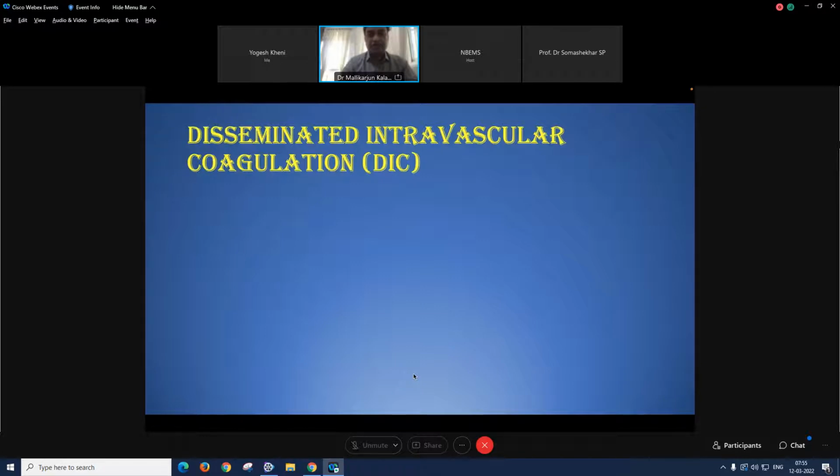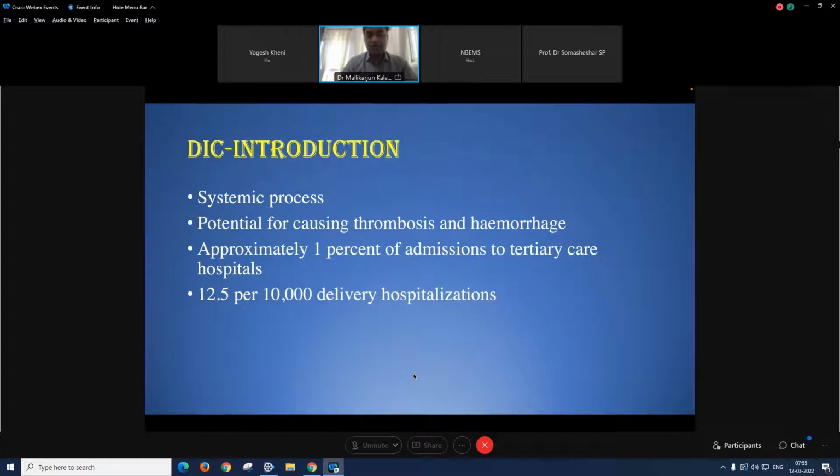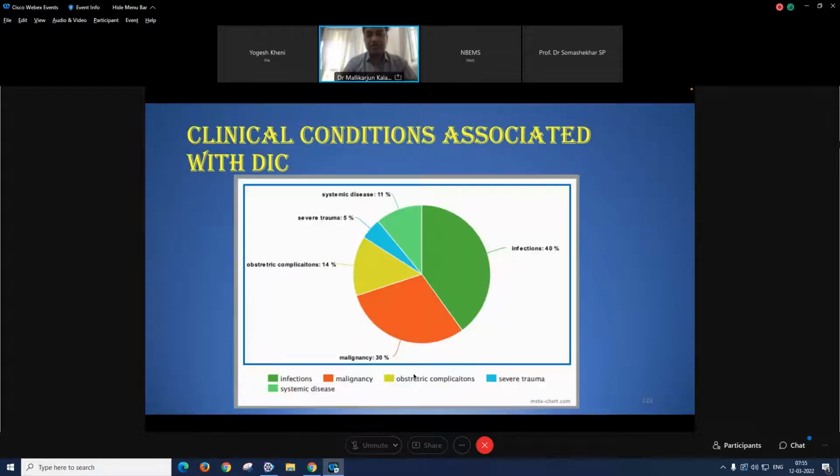A few slides on DIC. We know it's a systemic process, and we know that DIC can lead to both bleeding and vascular thrombosis, and it can occur in almost 1% of admissions in most of the tertiary care hospitals, and all of you have seen DIC in the clinic, right?